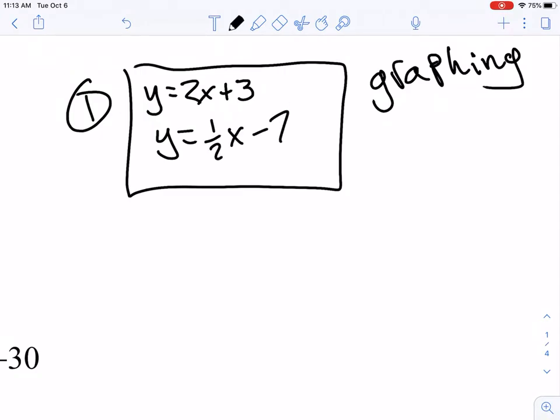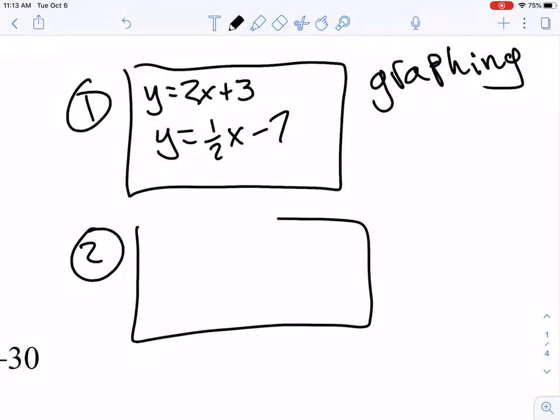For example, these two equations. They're both in slope-intercept form. Y is solved for. You could plug them onto a graph very easily and then find where your points cross, and that's your solution. The second way that we learned, which was Unit 2, was using substitution.